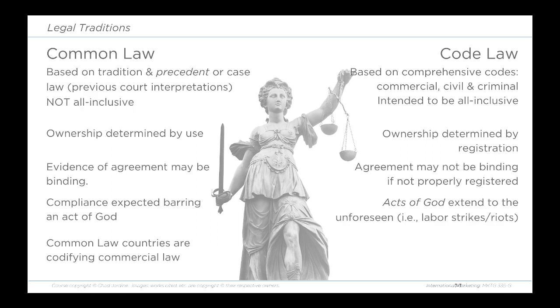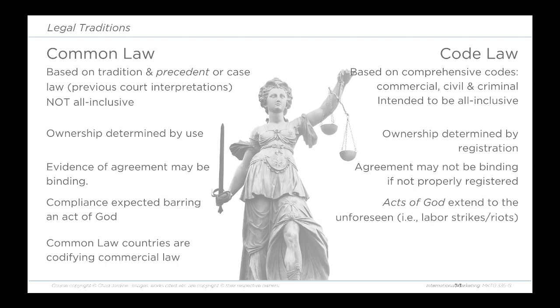Here's the difference. Common law is based on tradition and precedent. If something has happened before, then a new court will rule that that's consistent, or they'll find some reason or justification to overturn it. Otherwise, the default is that precedent rules. That doesn't mean that common law has an answer for every situation. Code law, on the other hand, is designed to write codes that potentially cover every situation that might happen. They're intended to be all-inclusive.